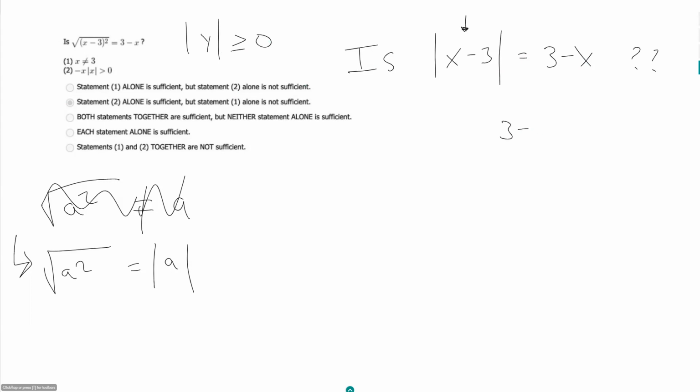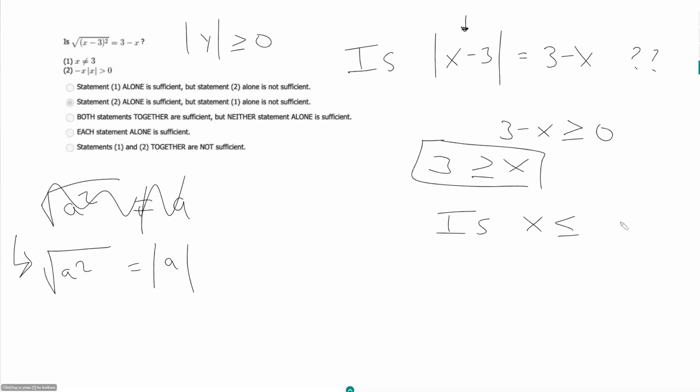So we know 3 minus x must be greater than or equal to 0, which means x, for this to be true, x must be less than or equal to 3. So remember, this is our question that we are talking about here, so we can rephrase our entire question as, is x less than or equal to 3?